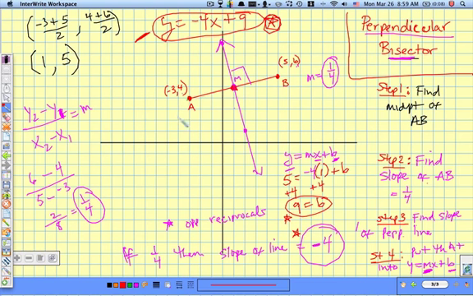Okay? All right, that's it. 4 examples down. And we're going to move on to section 3.